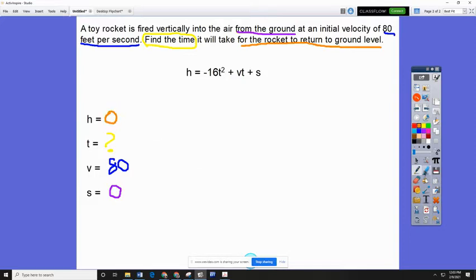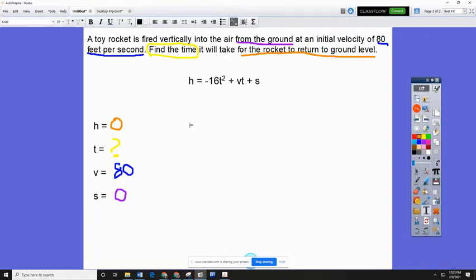So let's take a look at this one. That being the case, we now can fill in our function. So I'm going to go back and we're going to type this all in. I want to know when 0 is equal to negative 16t squared, plus 80t, plus 0, which is our initial height.